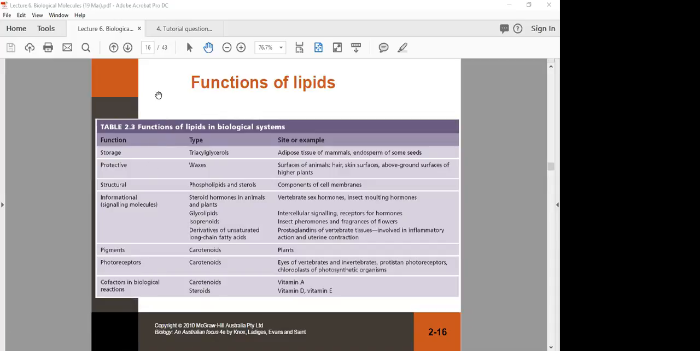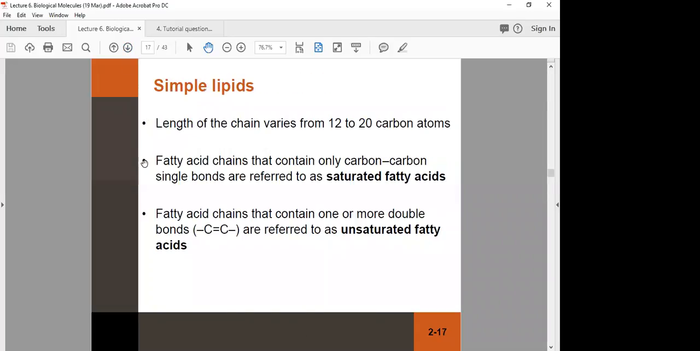So this is just for your interest here. But because they're so diverse, we can't actually describe lipids in terms of a single type of monomer subunit. They're very varied in terms of both function and structure. All right, so let's start by looking at some of the simple lipids.